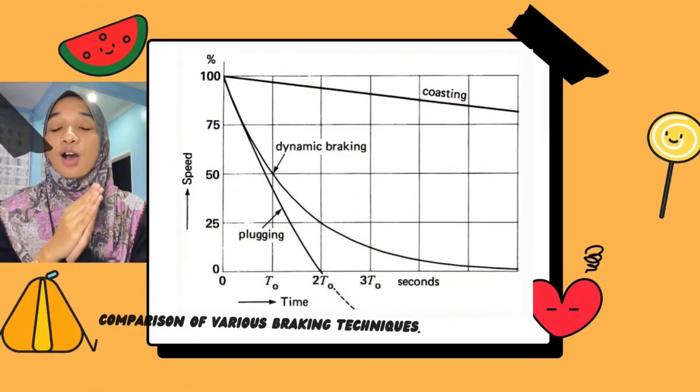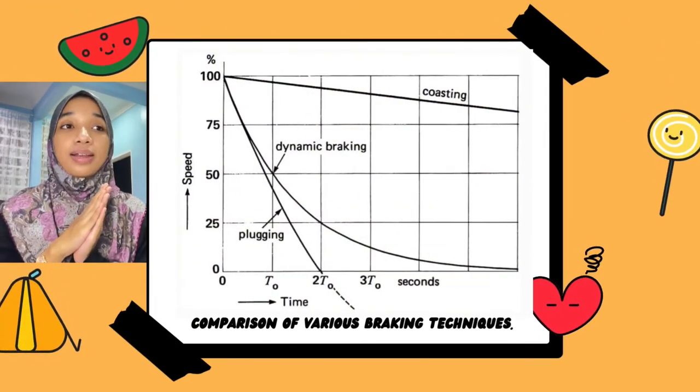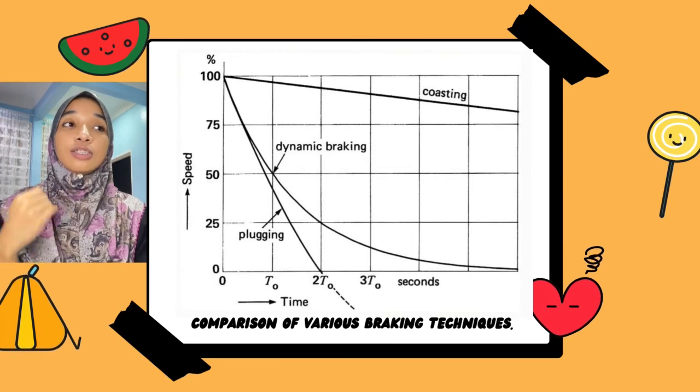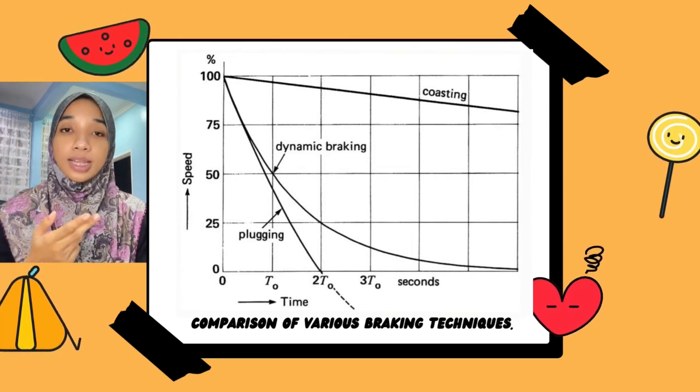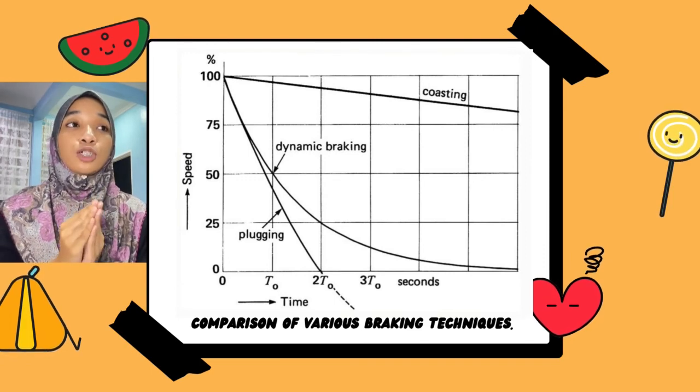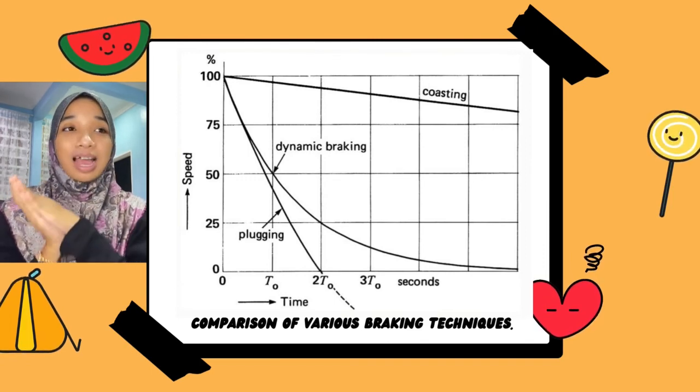This is the graph comparing various braking techniques, which include plugging braking, dynamic braking, and coasting. The graph shows speed against time in seconds.